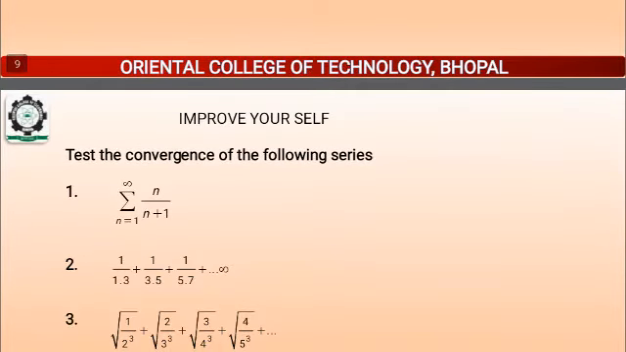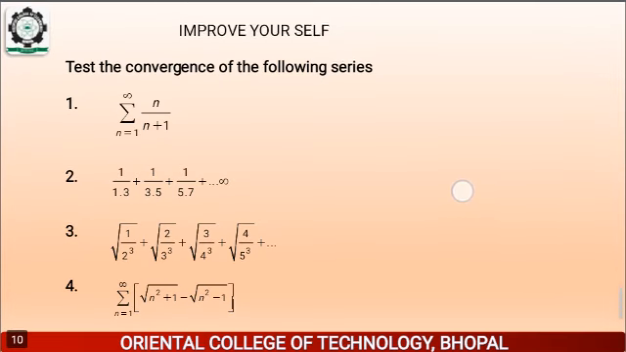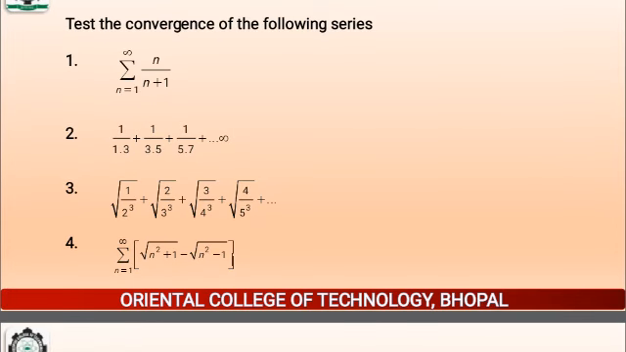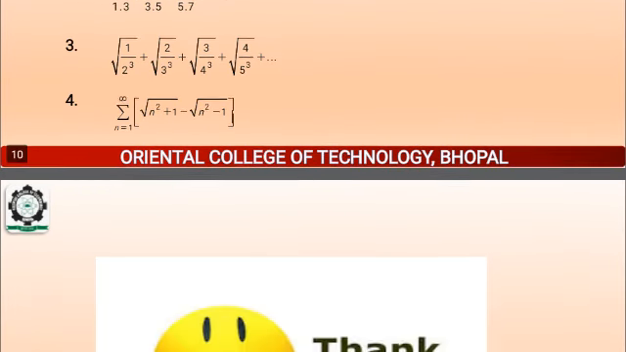Improve yourself. These are the problems, students. You have to do these problems by yourself. In the first question, un is also given as n upon n plus 1. In the second question, 1 upon 1 into 3 plus 1 upon 3 into 5 and so on, the general term will be un equals 1 upon 2n minus 1 into 2n plus 1. In the third question, the general term will be n upon n plus 1 to the power 3, and in the fourth question un is also given. So students, solve these problems yourself.